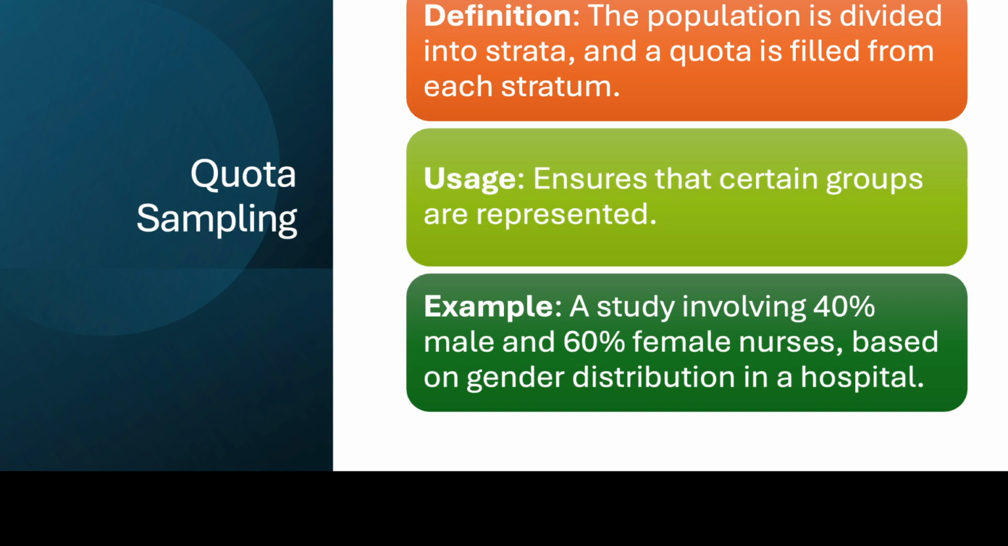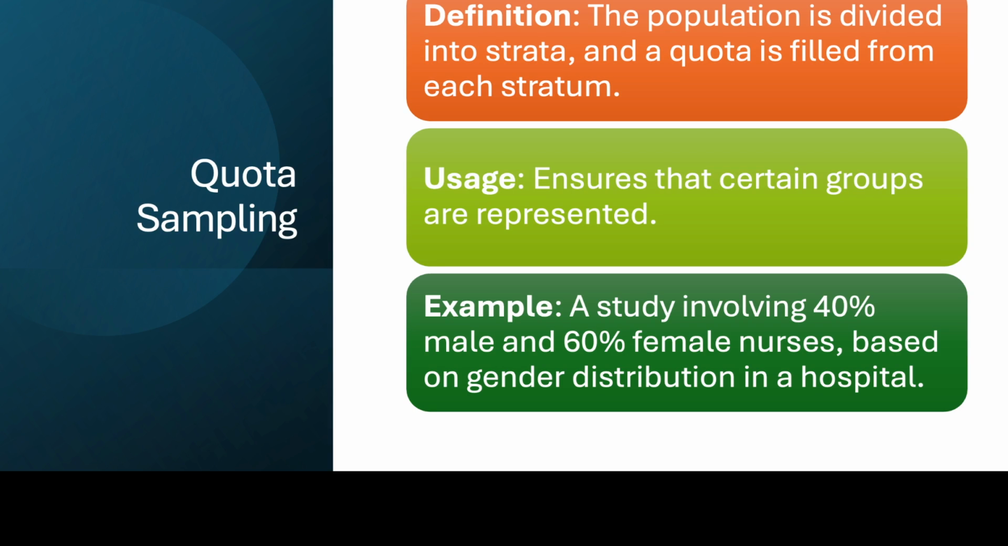Quota sampling. The population is divided into strata and the quota is filled from each stratum. No? So you cluster them according to their strata and there is this quota which is being filled, and part of that division determines the total number of respondents who will be participating. So it ensures certain groups are well represented.